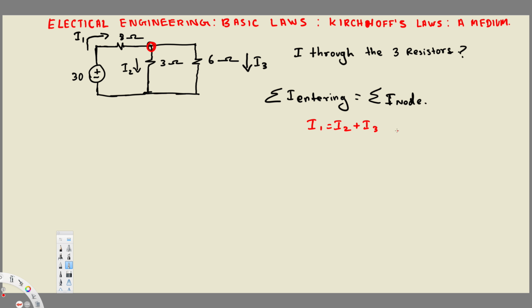Let's see how we can use the second law and create the equation. The second law says the voltages in a loop add up to 0. If you take the total voltage in a loop, that's going to add up to 0. That's the second law of Kirchhoff. So let's write that one: sigma over the loop adds up to 0. Let's see how we can create the equation based on that.